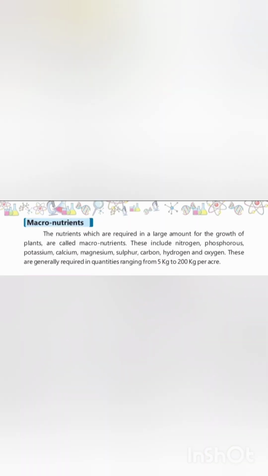Macronutrients definition: nutrients that are required by plants in large sustainable quantities to support structural development and metabolic health. Key elements: nitrogen, phosphorus, potassium, calcium, magnesium, sulfur, carbon, hydrogen, and oxygen. Required quantities: these are heavily consumed by crops, generally required in quantities ranging from 5 kg to 200 kg per acre.